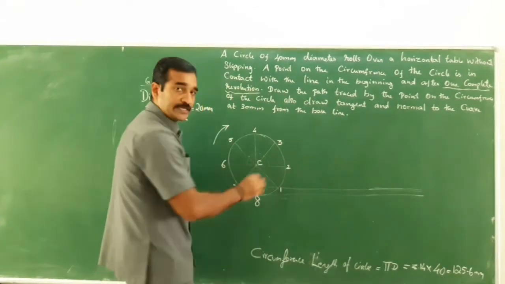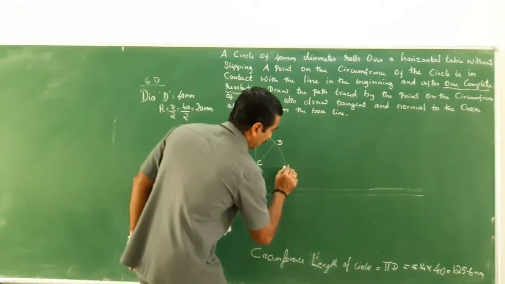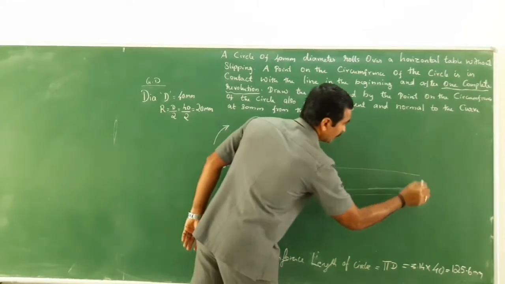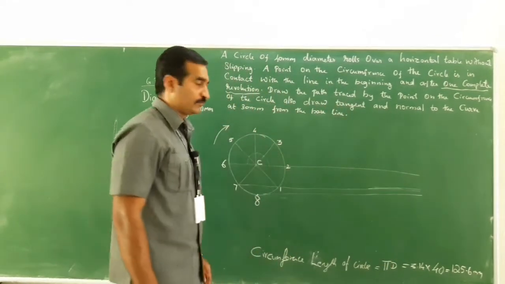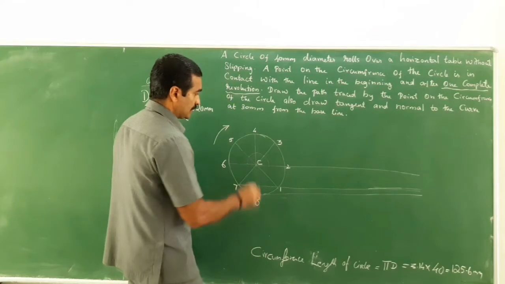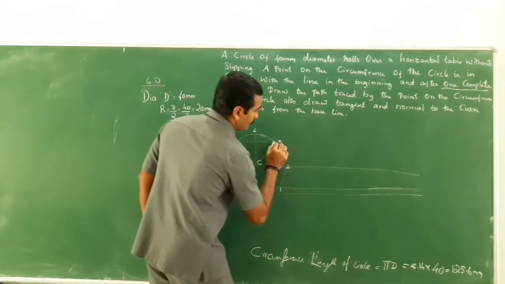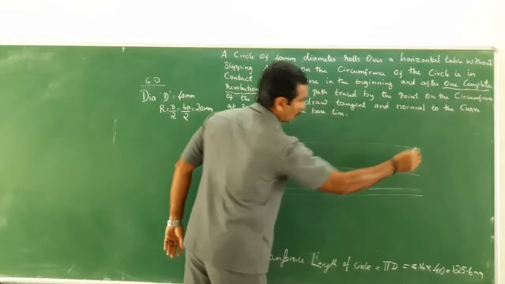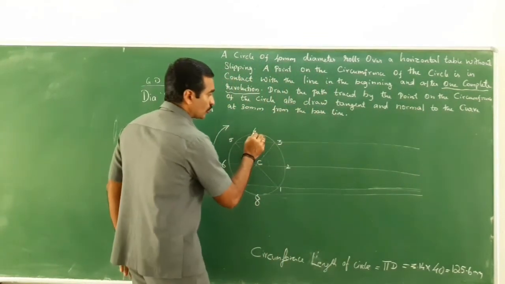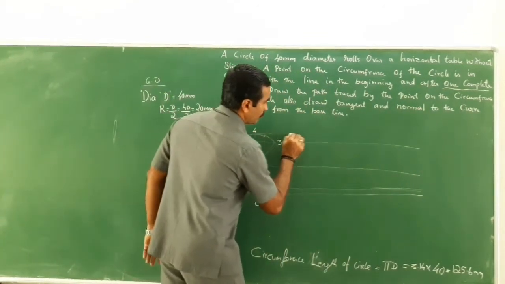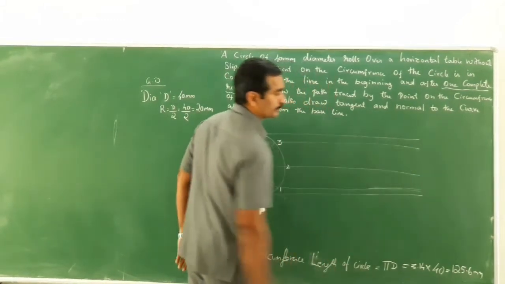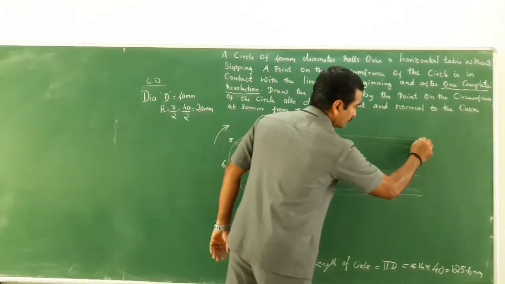Similarly, 6 and 2, which lie on the same line, extend it up to 125.6. Similarly, 5 and 3, which lie on the same line, up to 125.6. Similarly, 4 and 4, extend it. Now, close it.